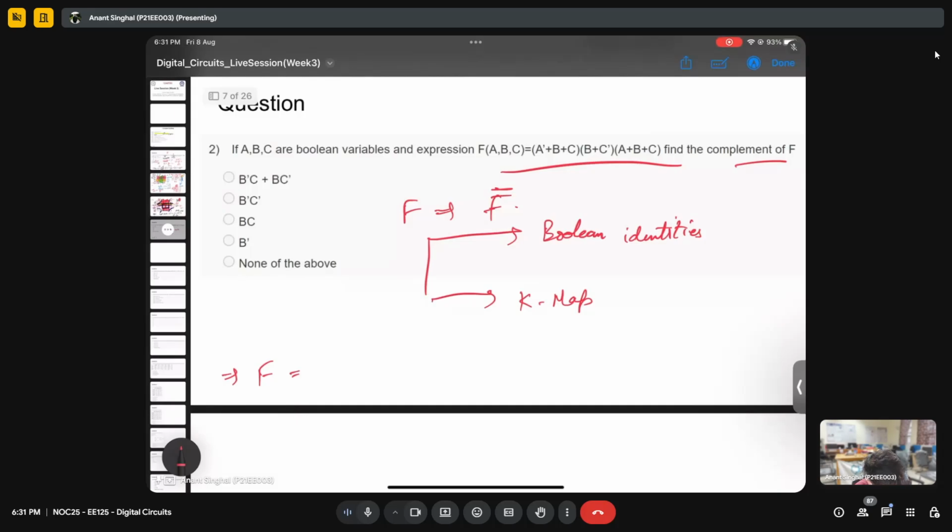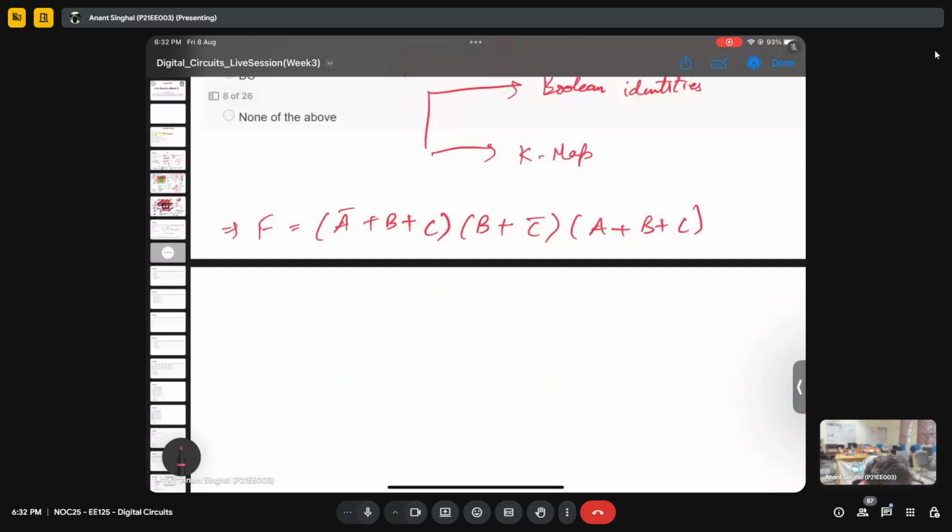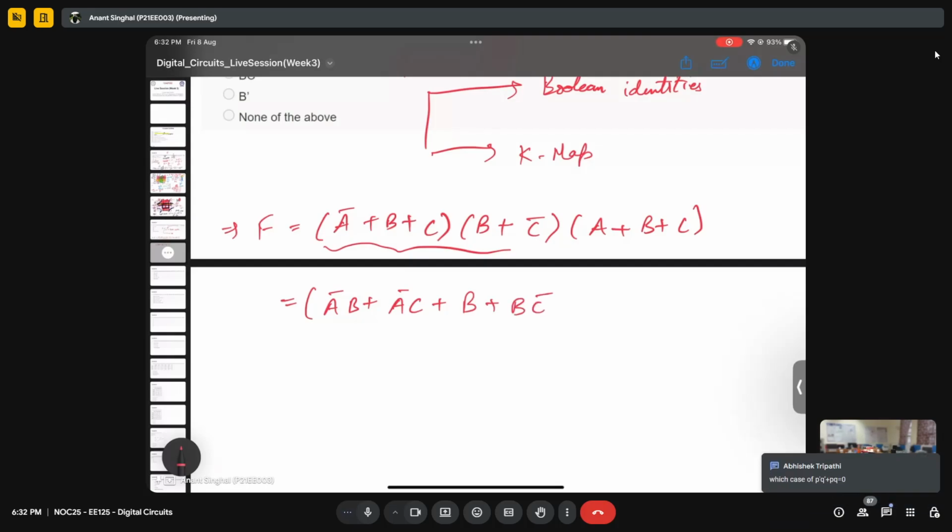Yeah, so we were here. We need to minimize this function, which is a bar plus b plus c, then b plus c bar, and then a plus b plus c. So let's do it in a very conventional way. Let's multiply these two. So it is a bar b plus a bar c bar plus b plus b c bar plus b c plus 0. And we have this a plus b plus c as it is.